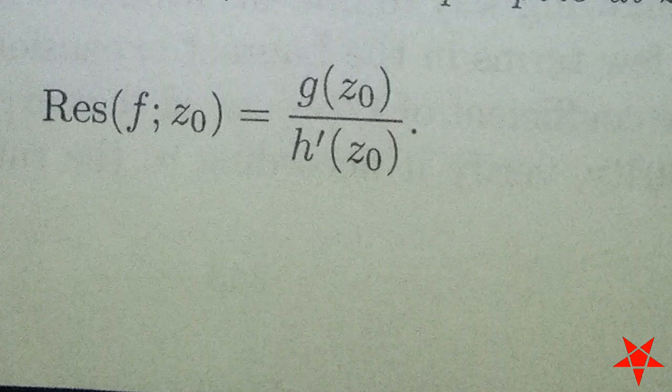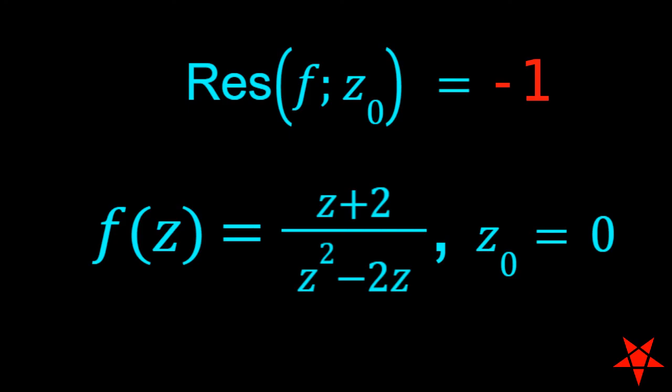Plugging in the values of g of z naught and h prime of z naught into the formula listed in prop 412, we get negative 1 for the residue of f of z at z naught, and we can all move on to bigger and better things.